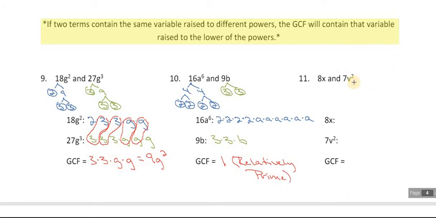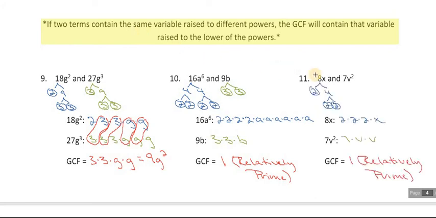You do number 11. Determine what their GCF is. And for the third time in the last handful of problems, we've got another one where the GCF was 1. These two terms are relatively prime. They share nothing other than the factor of 1.